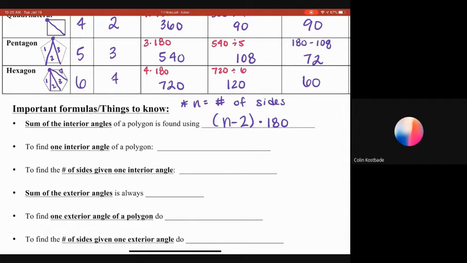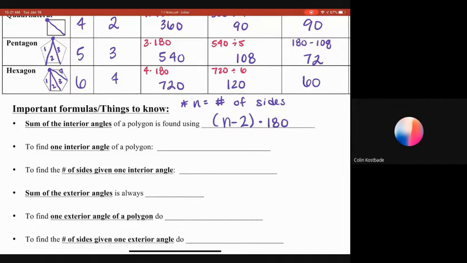I'm sorry? No, that's just the way you'll see it written a lot. I don't care what letter you use. Sure. Now, just keep in mind, there's going to be other things I use an X for, so don't let yourself get confused. Okay, to find one interior angle, once you have the sum, can't you just divide it?